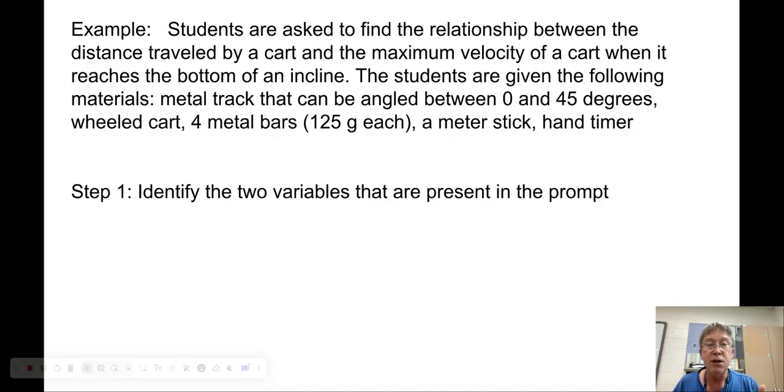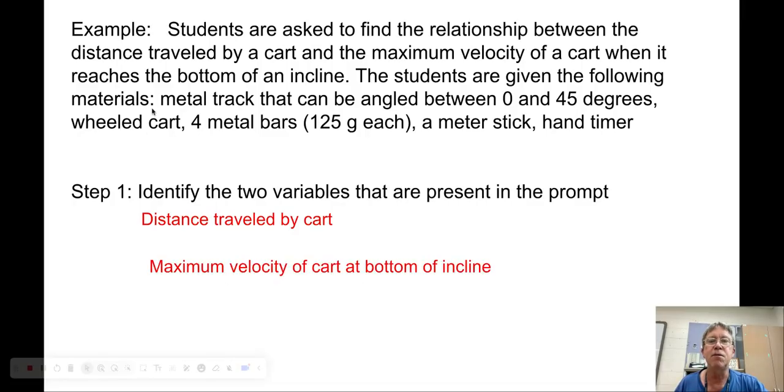So step one, you want to identify what are the two variables that are present in this prompt. Specifically, what two variables were mentioned? Well, the two variables that were mentioned were the distance traveled by the cart and the maximum velocity at the bottom of the incline. Those are the two variables. One of those is going to be independent and one of those is going to be your dependent.